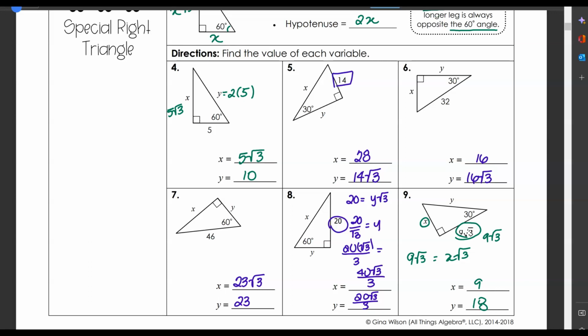So we do have to set that equal to y, which is our shorter length, times root 3. So we're dividing by root 3. So we get that the y value is 20 divided by root 3. And once it's rationalized, we get 20 times root 3 over 3. So our x value was twice that. So then that's how we got that 40 root 3 over 3. And then number 9, we had already completed that one.